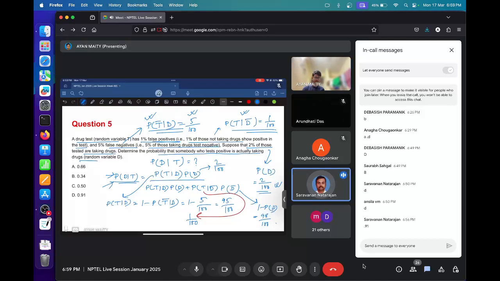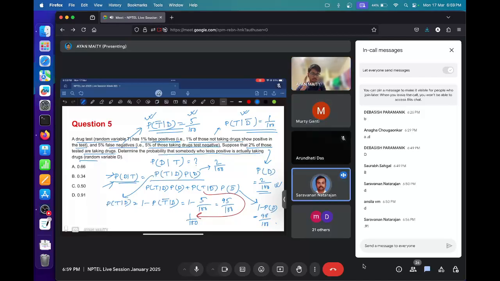How can you say drug test has 1% false positives and 5% false negatives? So the rest of it should be 0.94, right? Yes, that is the true positives and true negatives. But that is not what is asked in the question, isn't it? We need only true positives, right? Yeah, that is what we are computing here, probability of D given T, that we can find out using the Bayes theorem.